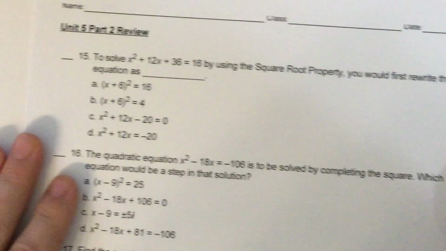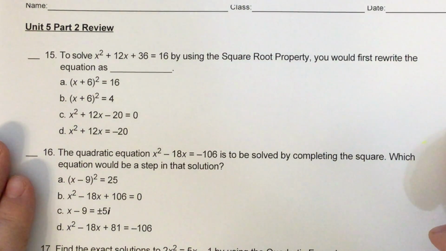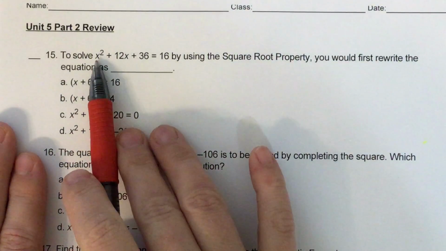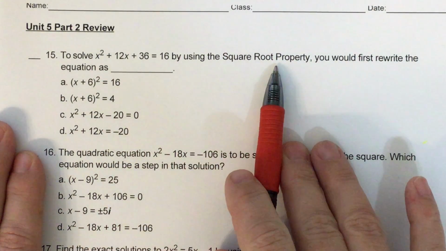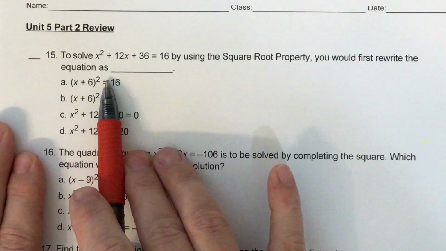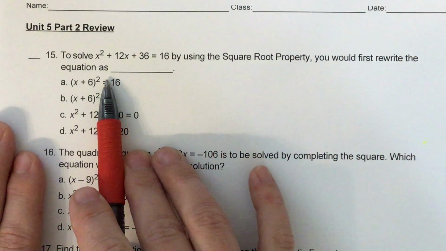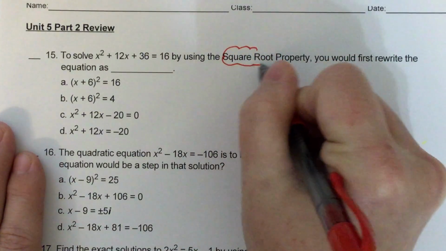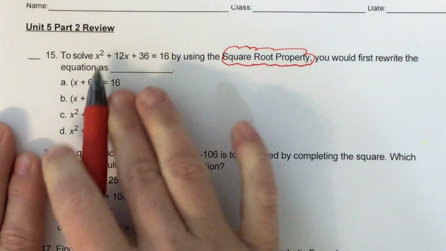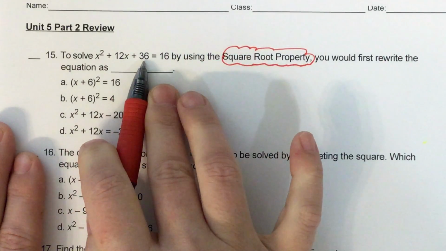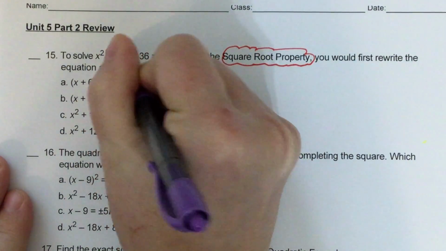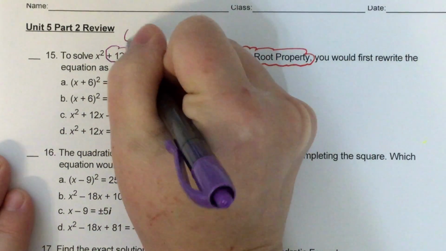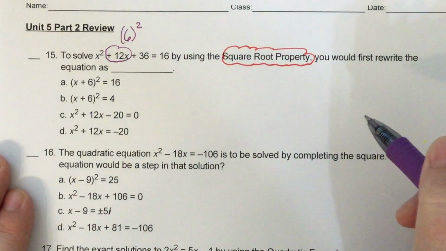Okay, number 15. It says to solve x squared plus 12x plus 36 equals 16 by using the square root property, you would first rewrite the equation as, okay, so all these problems that dealt with the square root property always had the left side already as a perfect square trinomial. So let's see if it really is. If you take half of 12, what do you get? 6. And if you square 6, what do you get?